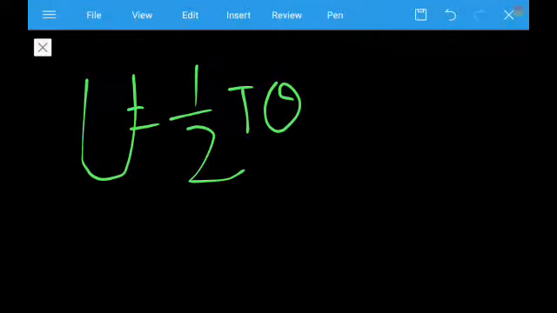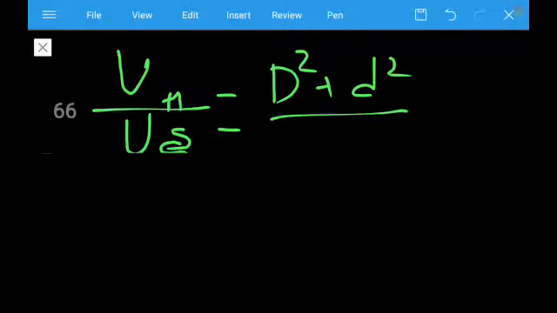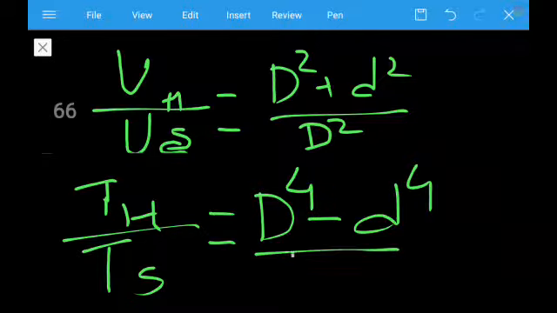Now it is repeatedly asked, so it's important that you remember the strain energy ratio of hollow to solid shaft is D square plus small d square upon capital D square, and the torque that can be transmitted for hollow to that for solid case has the ratio D to the power 4 minus small d to the power 4 upon capital D to the power 4.